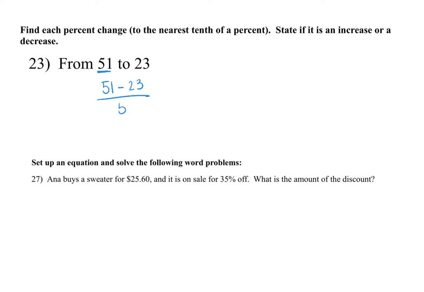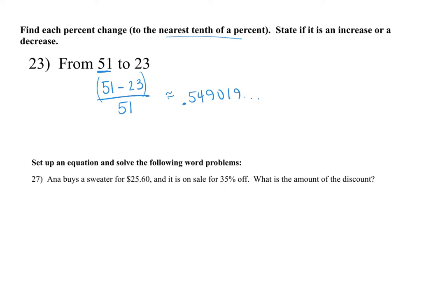And so you can divide that by 51. Remember, in your calculators, you want to group that. Do your 51 minus your 23 first, and then divide by your 51. And you're going to get a decimal here, right? This says round to the nearest tenth of a percent. So when I put this into my calculator, I get 0.549019. It just keeps going, right?